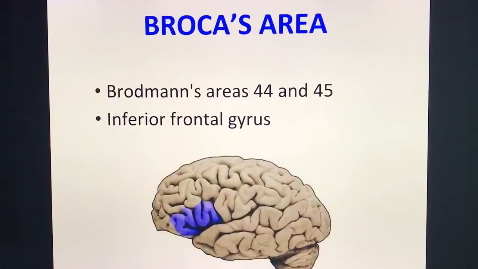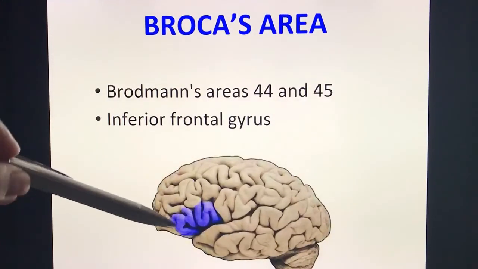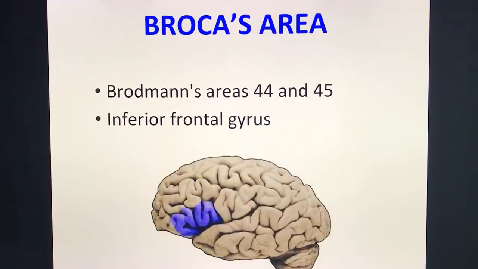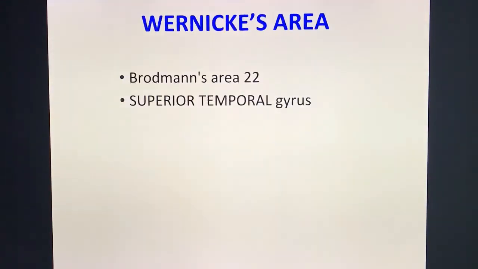Now, where is Broca's area? It is located in the inferior frontal gyrus. This corresponds to Brodmann's areas 44 and 45. So Broca's area is located in the inferior frontal gyrus. It corresponds to Brodmann's areas 44 and 45. Now, what about Wernicke's area? This corresponds to Brodmann's area 22. This is found in the superior temporal gyrus.